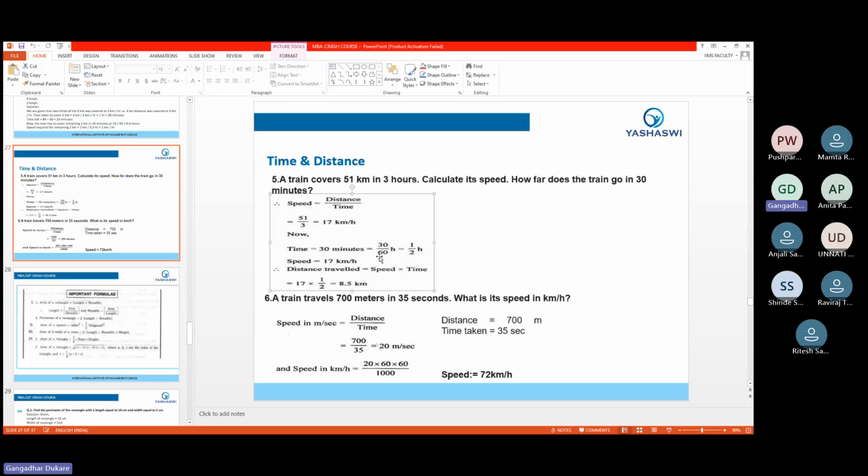In that case, the time is given in hours. The speed is equal to 70 kilometers per hour. The distance is equal to speed into time, that is 17 into 1 by 8, equal to 8.5 kilometers.